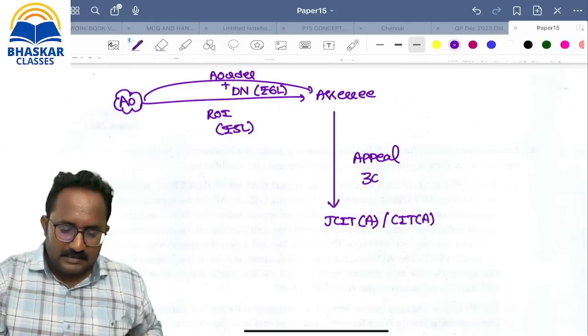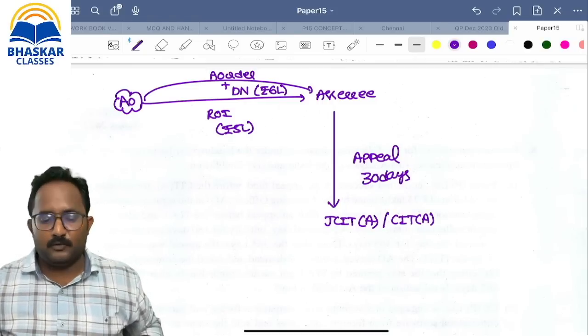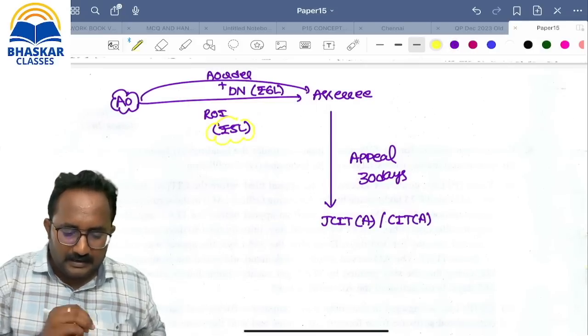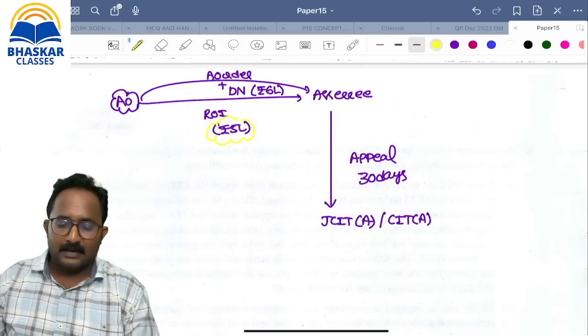How many days? Within 30 days. But one requirement we need to satisfy before making an appeal: you have to make the payment of the 5 lakh fees. Then only they will accept the appeal.